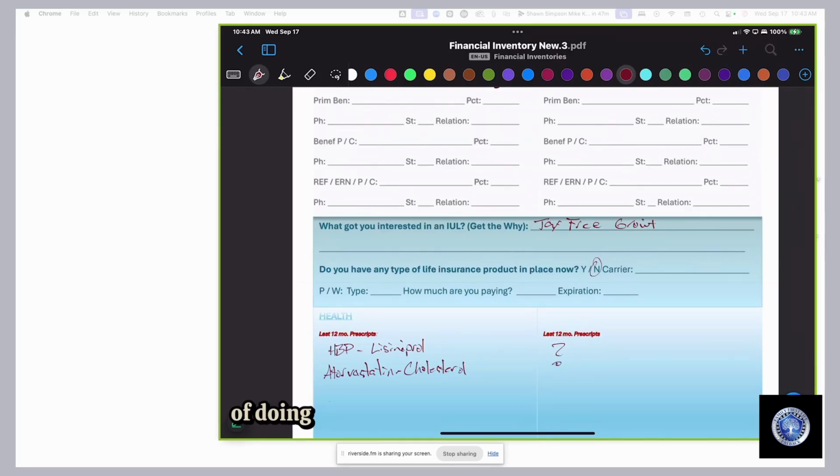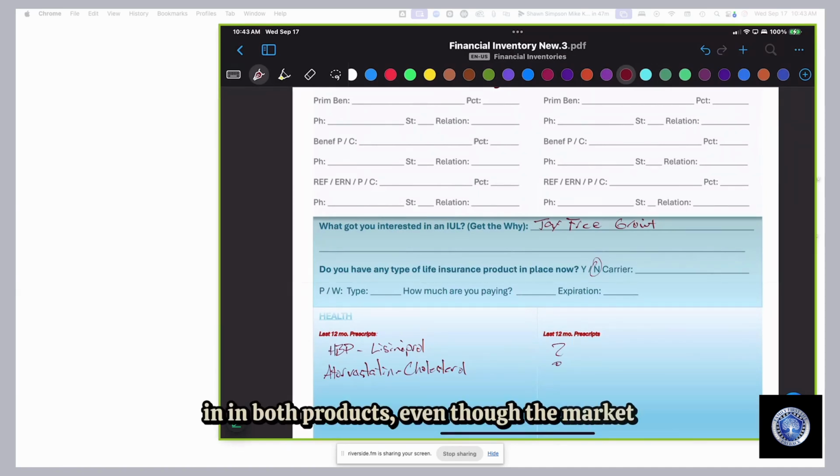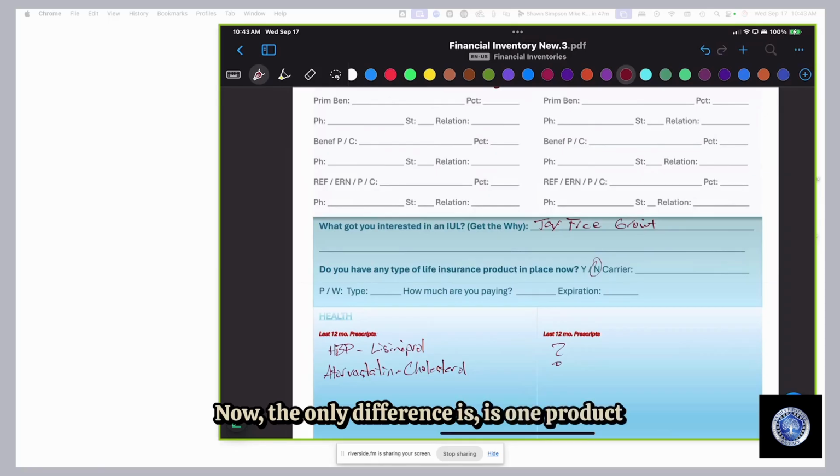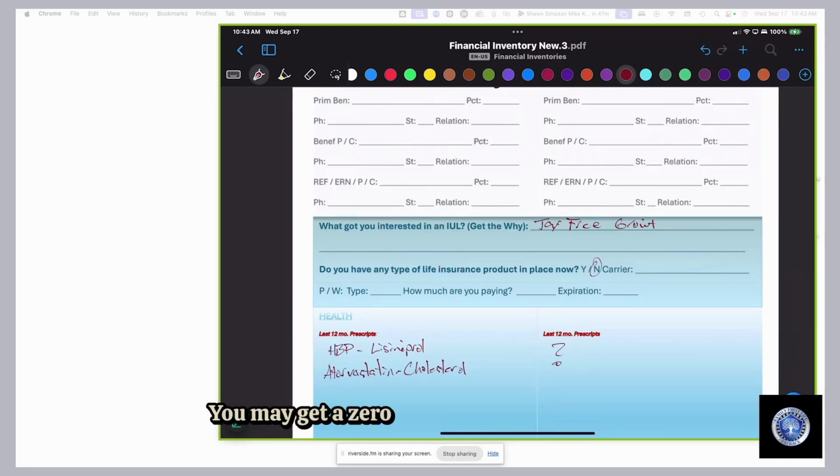The whole point of doing this is to show you the difference in both products, even though the market did exactly the same thing in both products. Market went down and then it went back up. Now, the only difference is one product never lost any money, and that's the IUL. It does not go below zero. You may get a zero one year, but you have a head start the next year when the market rebounds and starts going back up again. Does that make sense? Yeah, that completely makes sense, sir.